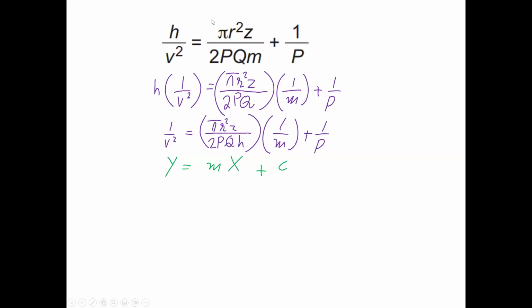Look at the idea. I have separated it. I have taken the v square on v square. I'm trying to make it the subject. The h I have shifted to the right side, in the denominator. Look at the screen.